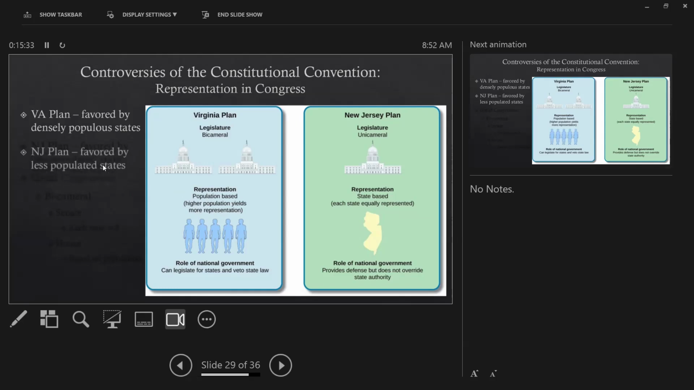Well, as you might expect, states that weren't so highly populated did not like that plan. They essentially wanted to keep things pretty much the way they were in the Articles of Confederation, at least as far as the legislative branch went. They wanted to separate into three branches, but the choice of representatives in the legislative branch, that's what they wanted to keep, where each state was equally represented.